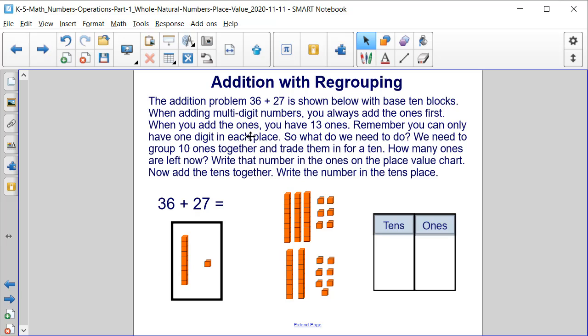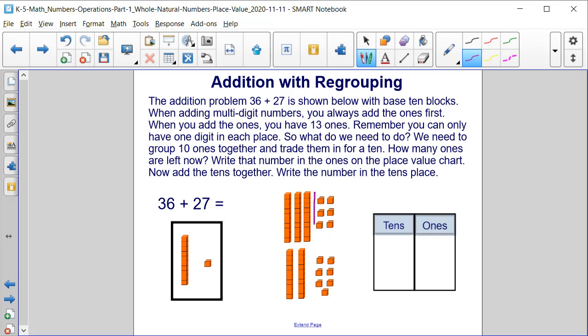The addition problem 36 plus 27 is shown below with base 10 blocks. When adding multi-digit numbers, you always add the ones first. When you add the ones in this problem, which are 6 and 7, you have 13 ones. We need to remember that we can only have one digit in each column or place value. So what do we need to do? We actually need to group 10 ones together and trade them in for a 10.